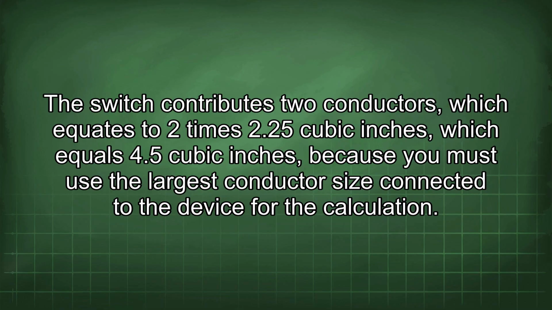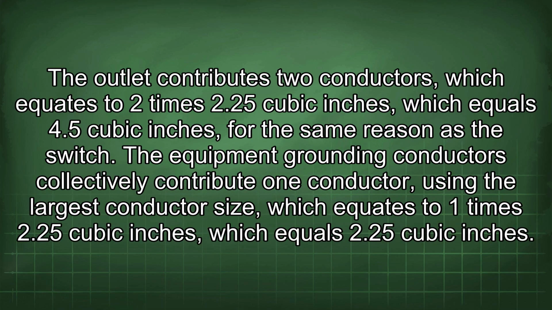The switch contributes 2 conductors, which equates to 2 times 2.25 cubic inches, which equals 4.5 cubic inches, because you must use the largest conductor size connected to the device for the calculation. The outlet contributes 2 conductors, which equates to 2 times 2.25 cubic inches, which equals 4.5 cubic inches, for the same reason as the switch. The equipment grounding conductors collectively contribute 1 conductor, using the largest conductor size, which equates to 1 times 2.25 cubic inches, which equals 2.25 cubic inches.